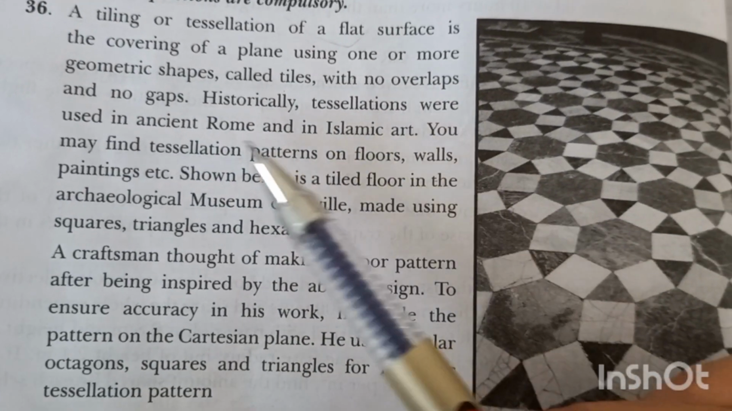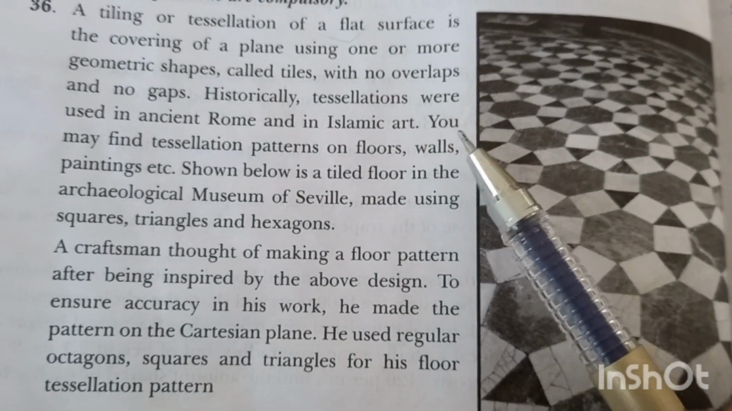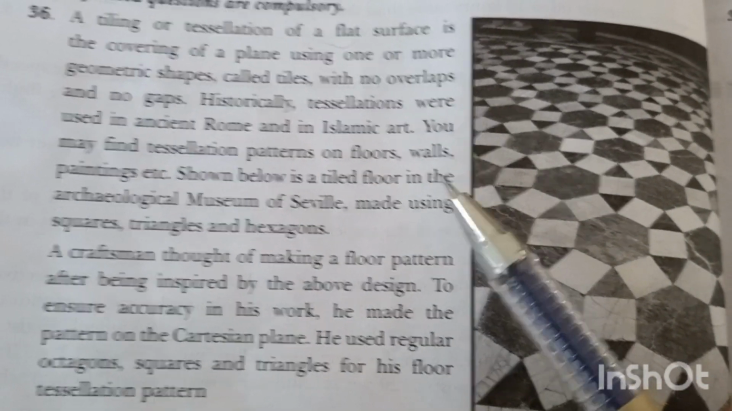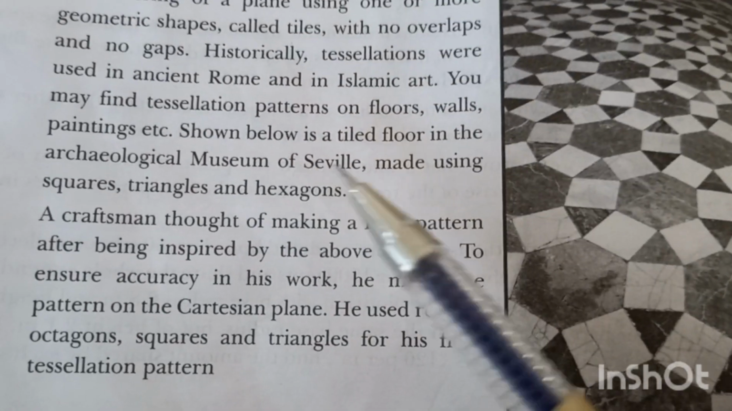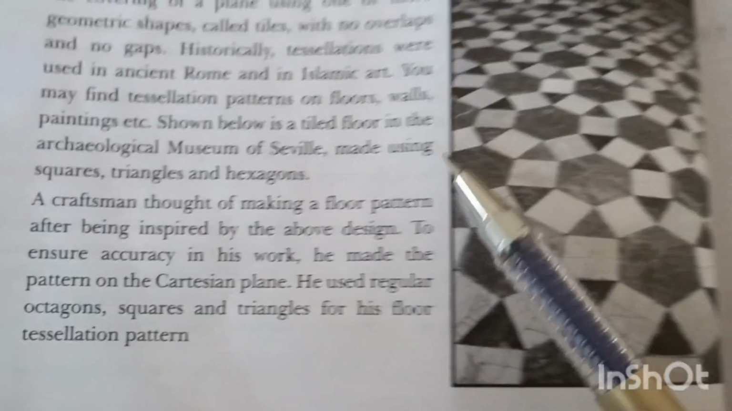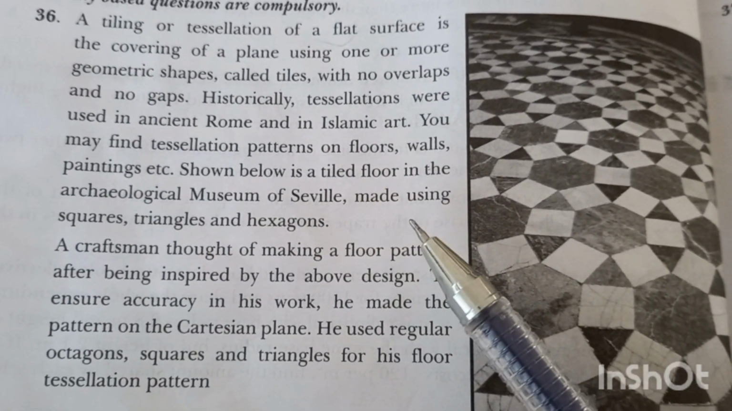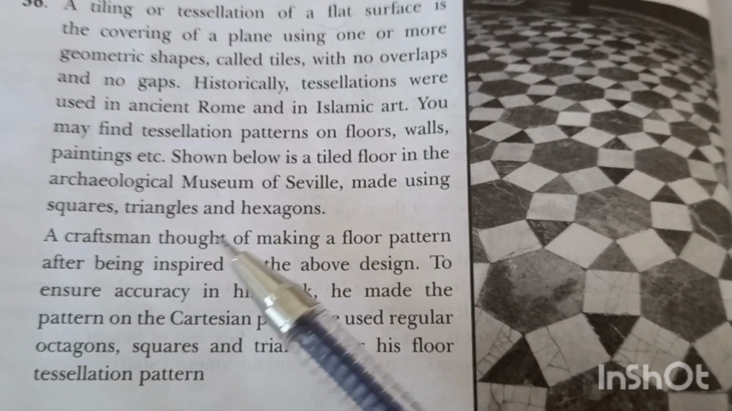Historically, tessellations were used in ancient Rome and in Islamic art. You may find tessellation patterns on floors, walls, painting, etc. Shown below is a tiled floor in the Archaeological Museum of Seville, made using squares, triangles, and hexagons.